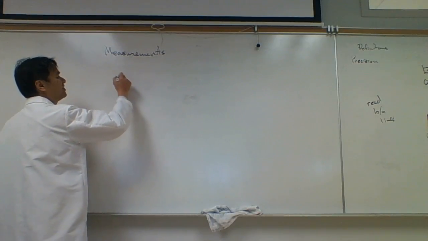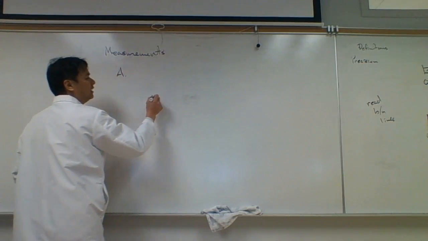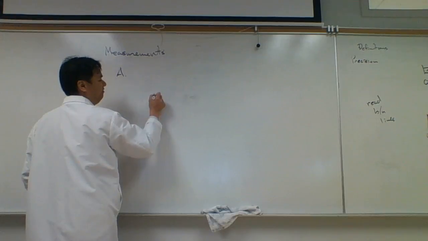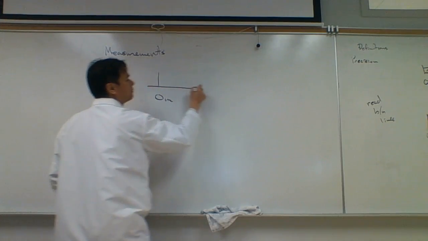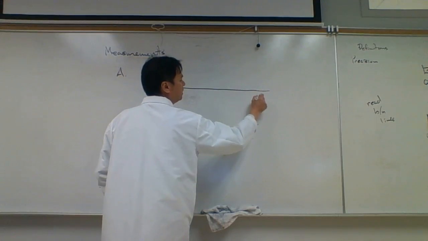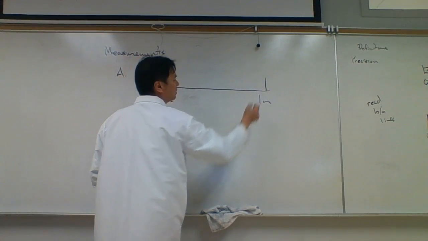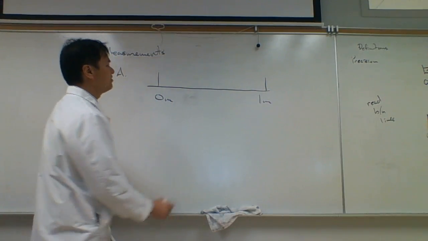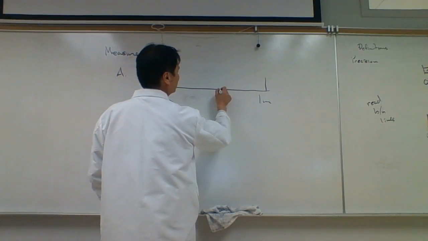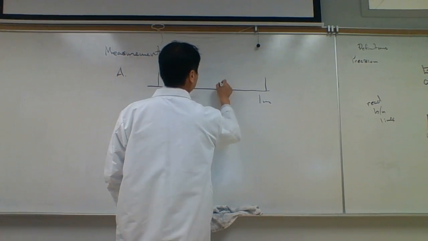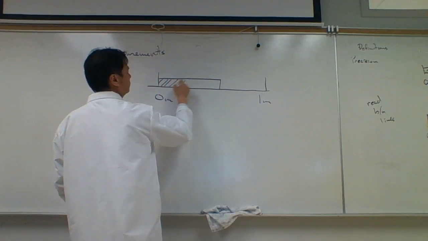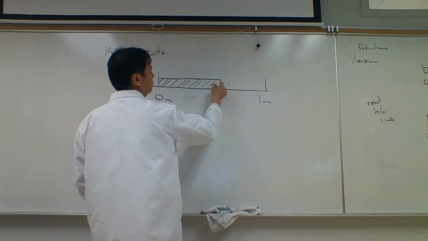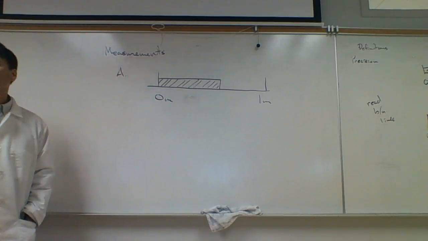All right, so we'll call this A. A, we're going to have something like this, where this is 0 meters, it's marked. And then this is 1 meter here, that's marked. And then the object is going to go like this. So how long is that object?